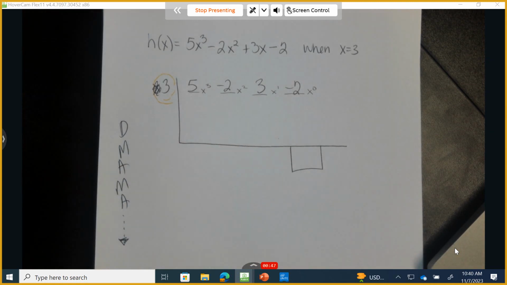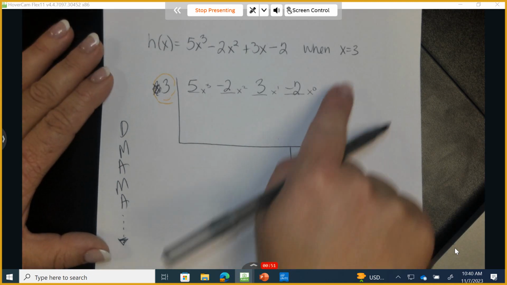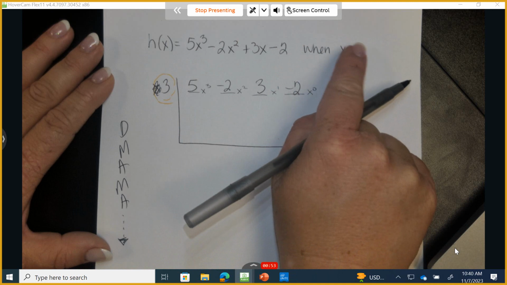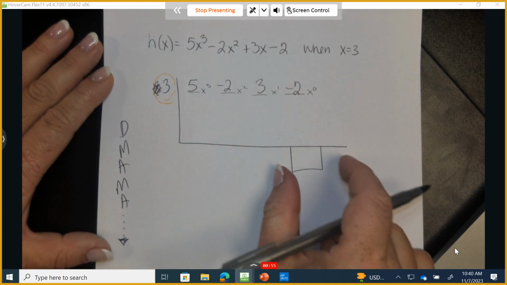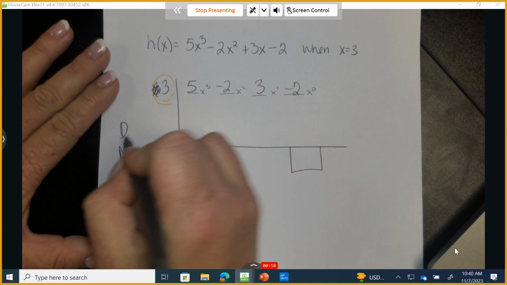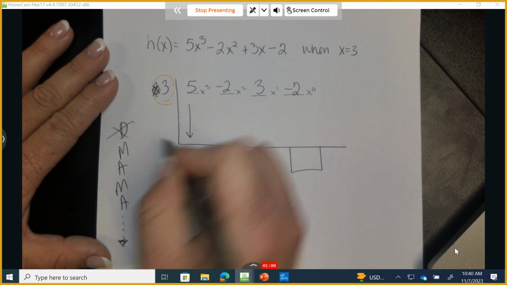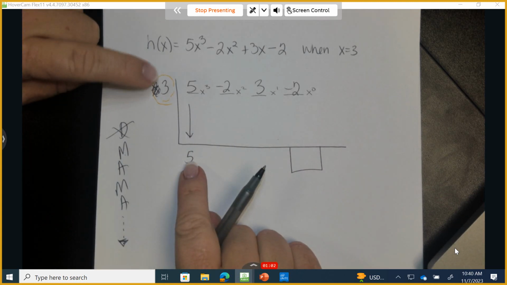math. This is just an acronym I made up for my students to tell us what procedures we do. And using synthetic division, when we input in 3, this procedure will tell us what the corresponding output is. So D says drop down the first number. M says multiply. When we multiply, it always goes back to this number.